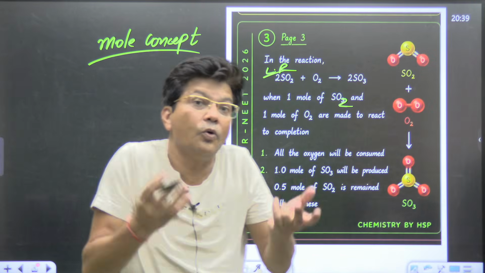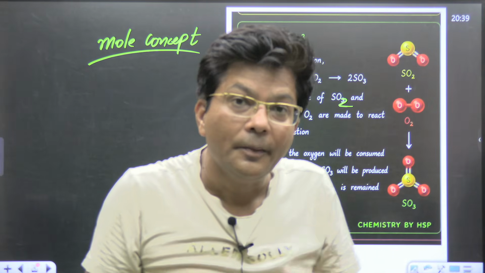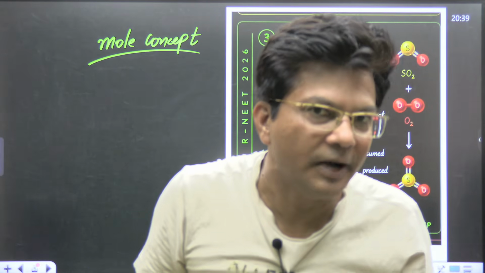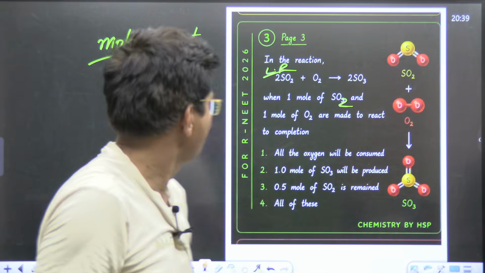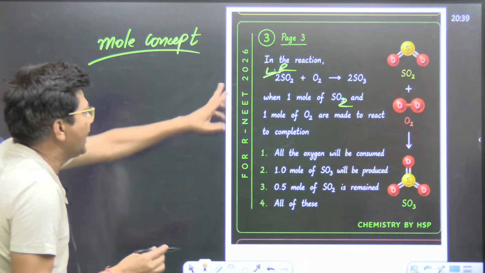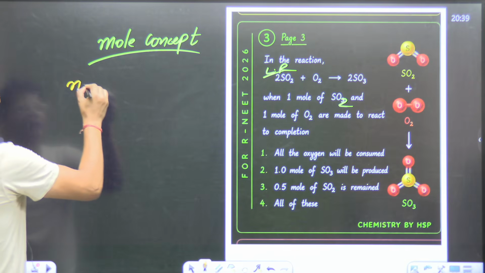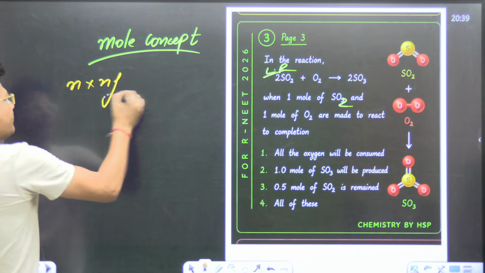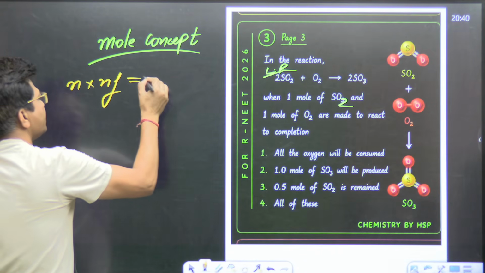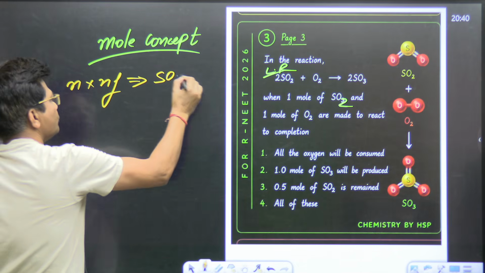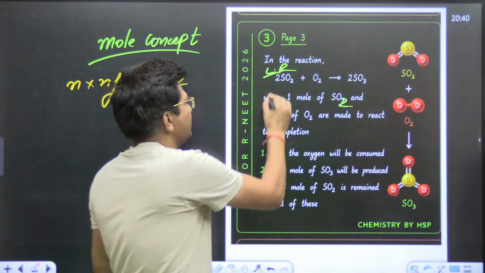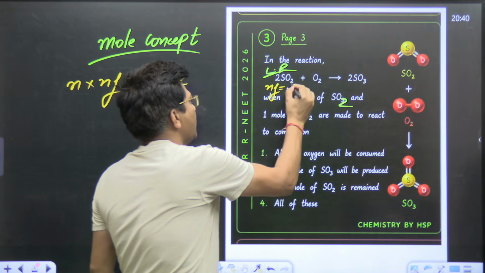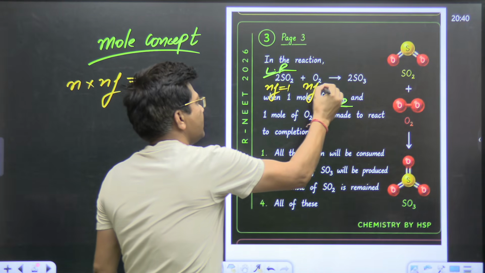Now you will say, sir, what happened to your NNF rule? You are doing it by the unitary method. Has it failed? No, my dear student. Let me tell you. If I take n into NF of SO2, you see its stoichiometry is 2 and its stoichiometry is 1. That means its n factor is 1 and its n factor is 2.